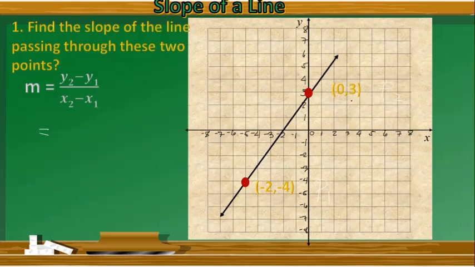Okay, this is our y sub 2. This is our x sub 1. This is our y sub 2, y sub 1. This is our x sub 1. Okay. So, as I said, any of these two can be used as point 1 or point 2. It's up to you.